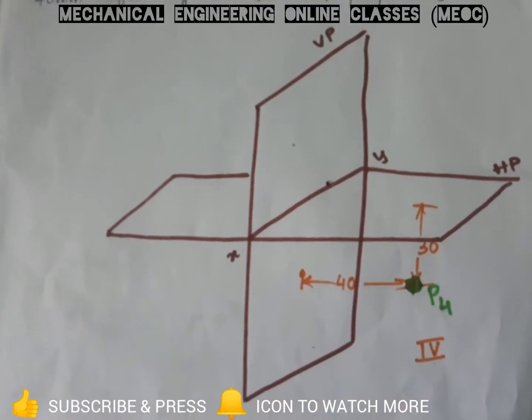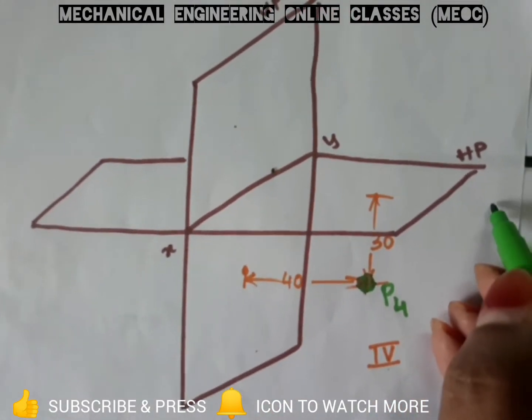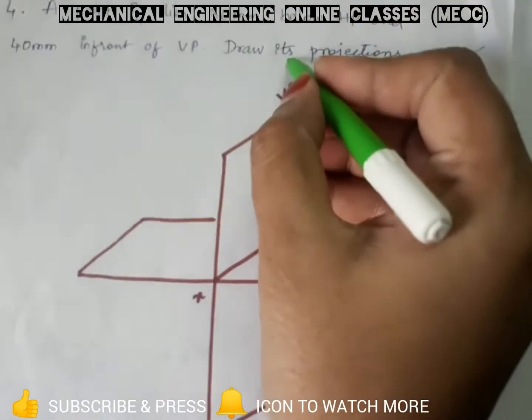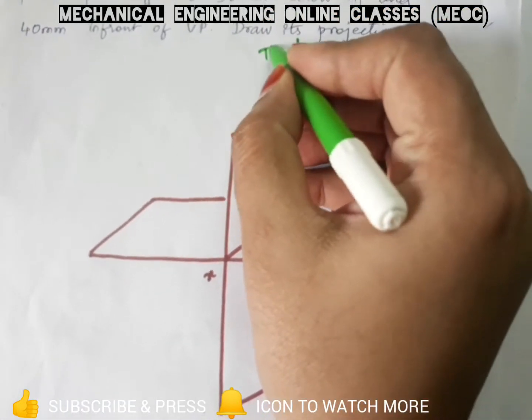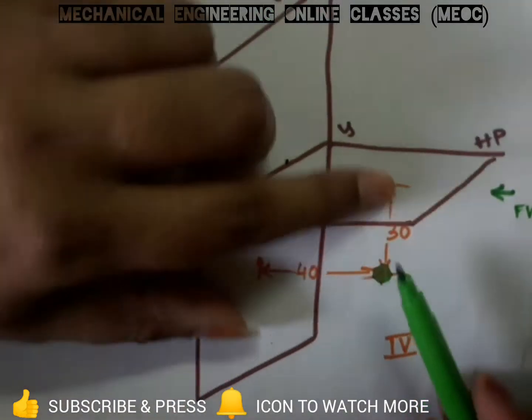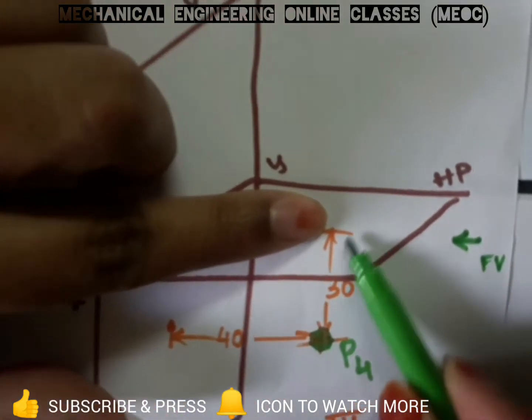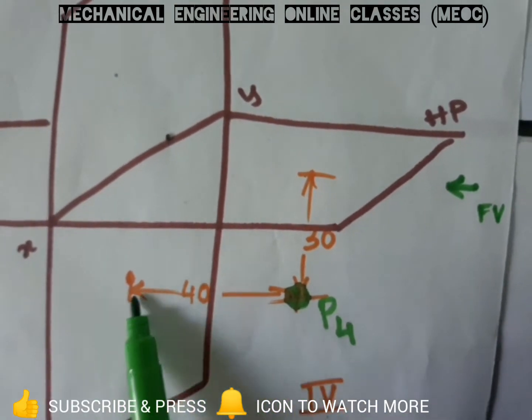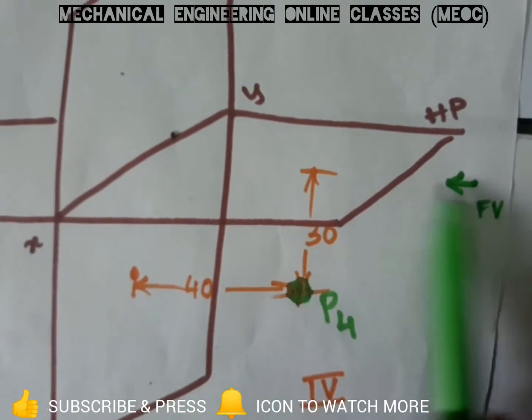When you are looking from this direction, this is the front view, and when you are looking from above, this is the top view. When you are looking from the front, you will be able to notice only this 30 mm height which is mentioned below HP, but this 40 mm depth cannot be perceived. This cannot be understood when you are seeing from here.